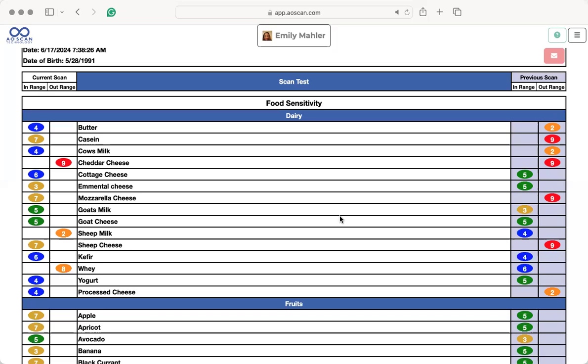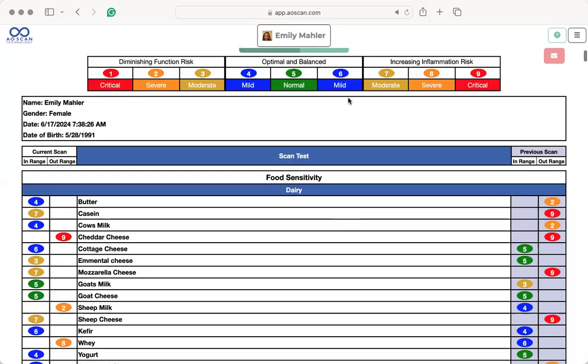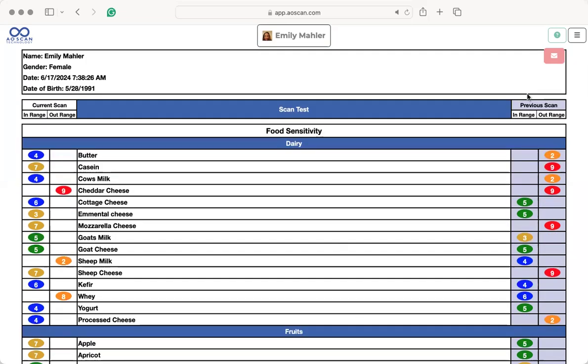So we'll start here with the food sensitivity. Again, there is a key up here so you can see the optimal and balanced, what is an increasing inflammation risk, and what is a diminishing function risk. This previous scan here, this whole scan, is when you just ran your scan. It is not from the last time you ran a scan, yesterday and today's scan. This previous scan is that first portion.